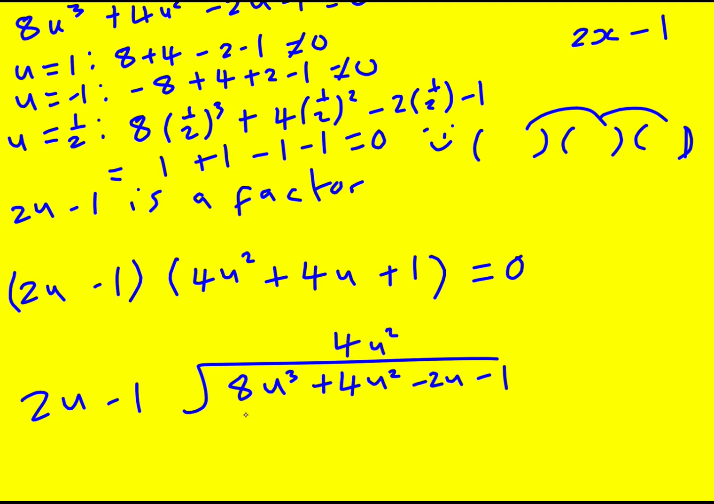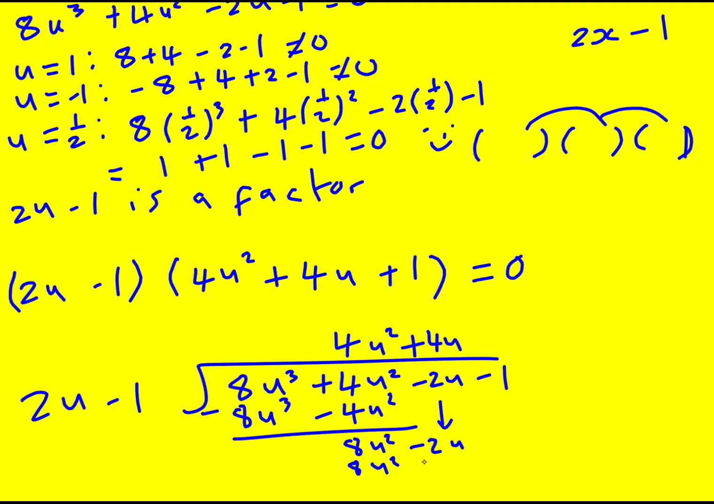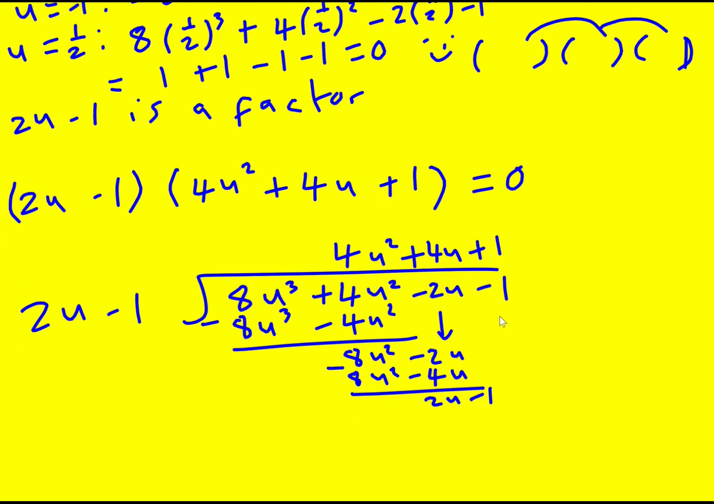We then multiply back through the 4u squared by 2u minus 1, giving 8u cubed minus 4u squared. And then subtract. We're going to get 8u squared, bring the 2u down, then it's going to be plus 4u, 8u squared minus 4u, subtract. Going to get 2u minus 1, and we're going to get a plus 1. Hey, the same thing as we did above. Multiply through, and we get this remainder of 0.